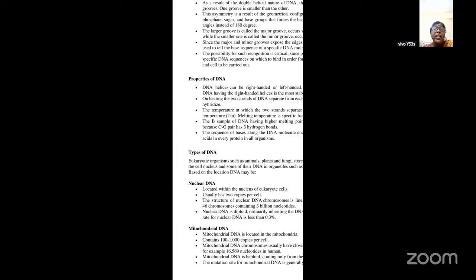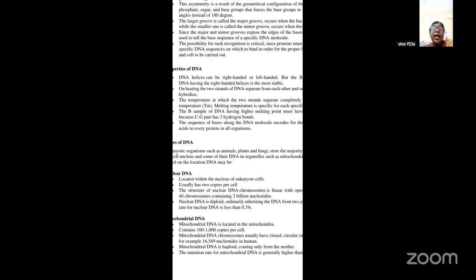Now, coming to properties, DNA helices can be either right-handed or left-handed. B-conformation DNA is always right-handed, and is more stable when compared to Z-DNA, which is left-handed. On heating, the two strands of DNA will separate, and on cooling, they will come close together again and try to hybridize. So this is one property.